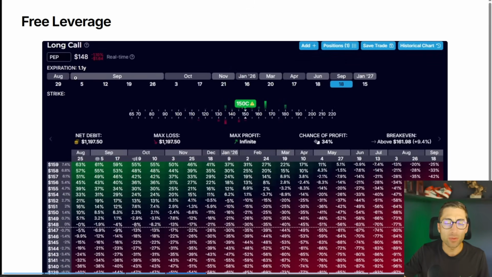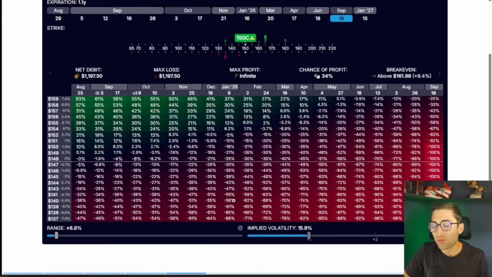Pepsi is one of my favorite plays. Called it out on the YouTube channel 2 months ago at the exact bottom. And since then, it's up over 100%. It's such an easy win because it's a quality name. Pepsi's not going anywhere. The IV is 15%, which means it's pretty much a free play for options. You're not paying much to get leverage.